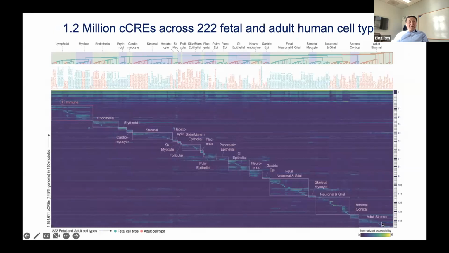We called 1.2 million candidate regulatory elements using a common peak caller developed by Shirley Liu's lab called MACS. For each cell type, we called on average 100 to 200,000 peaks, and combined together across all 220 cell types, there are 1.2 million such elements identified. We plot the accessibility using this heat map, where each row corresponds to a regulatory element, and each column corresponds to one of 200 cell types. You can get a general idea that these elements mostly exhibit cell type specific accessibilities, indicating their potential usage in that lineage.